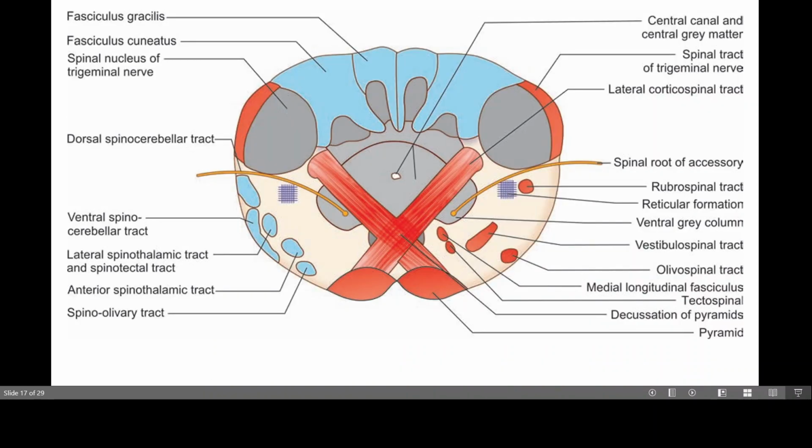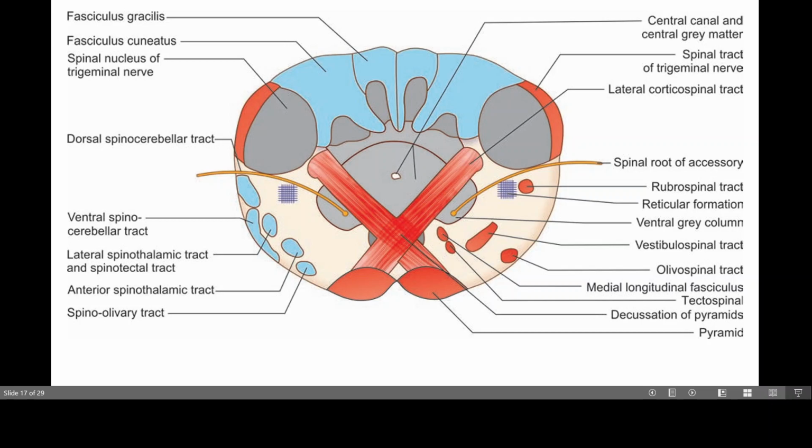So this is the diagram of the first level, a more detailed diagram in which you see more tracts, like the spino-olivary tract. In the ascending tracts you see, yes, this is the only additional one, and you also see the anterior spinothalamic tract. Anterior spinothalamic tract lies immediately in the vicinity of the lateral spinothalamic tract.